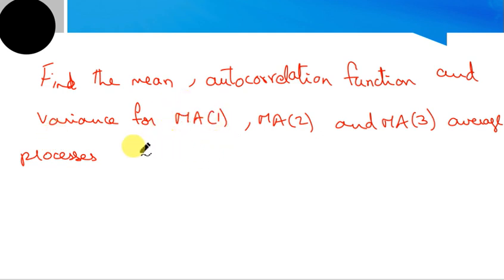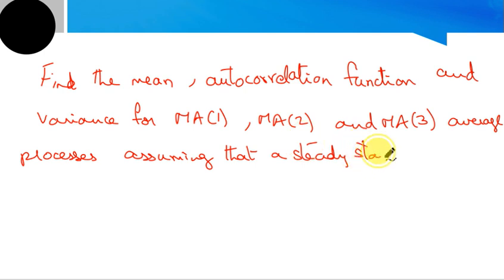assuming that a steady state has been reached. So these things we have to keep in mind. Steady state is reached, and my order is 1, 2, 3.